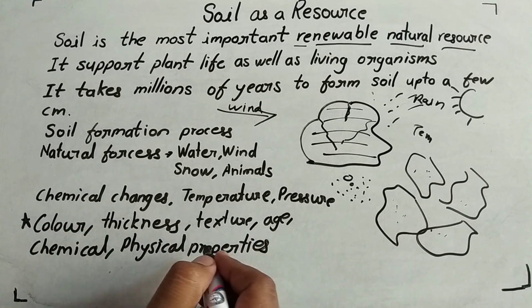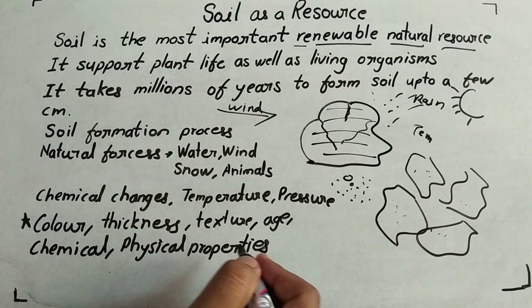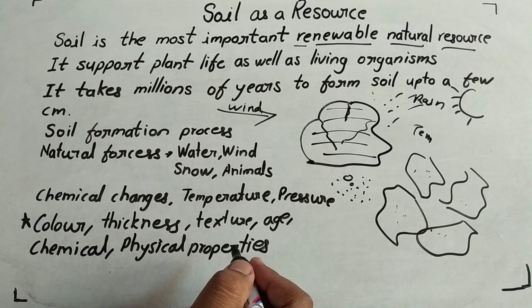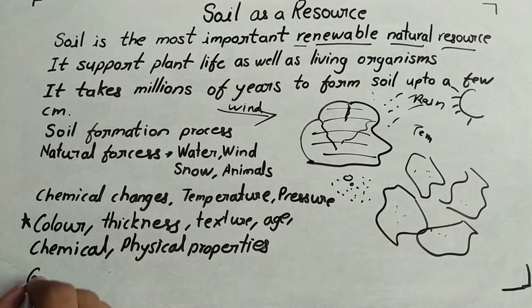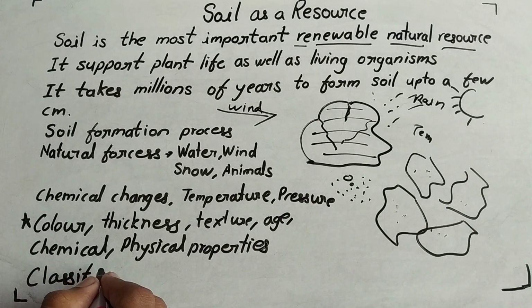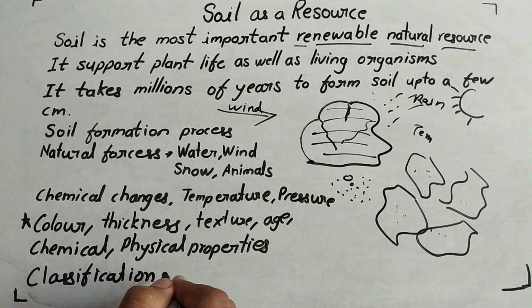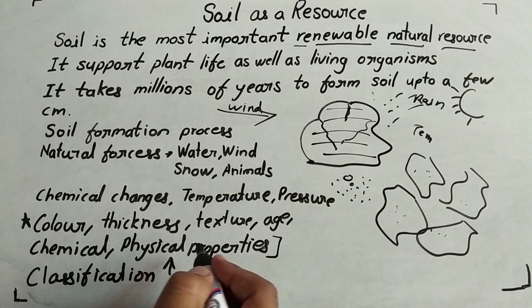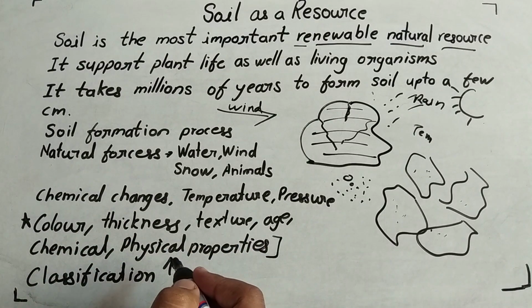On the basis of these things, soil in India is classified into different types of groups. That is known as the classification of soil. Classification of soil in India is truly based on these above factors. We can call them the factors of classification of soil.